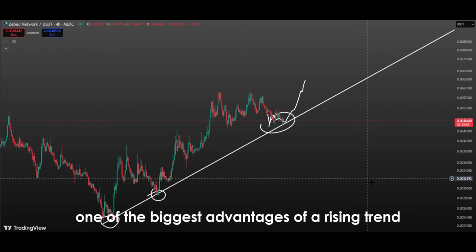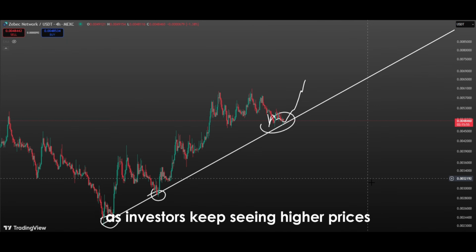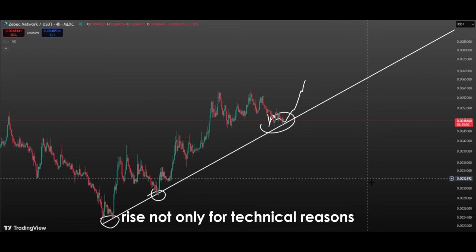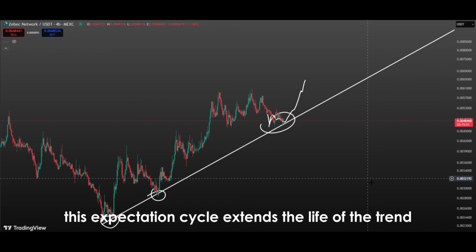One of the biggest advantages of a rising trend is that the price is also supported psychologically. As investors keep seeing higher prices, their confidence grows, attracting new buyers to the market. With growing confidence, prices continue to rise not only for technical reasons, but also due to optimistic investor expectations. This expectation cycle extends the life of the trend.